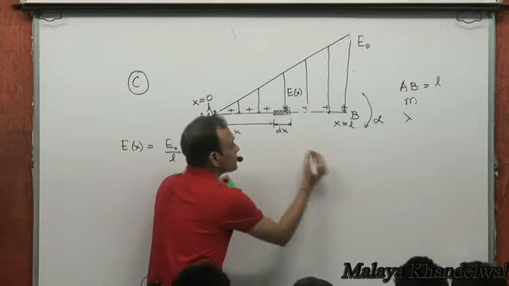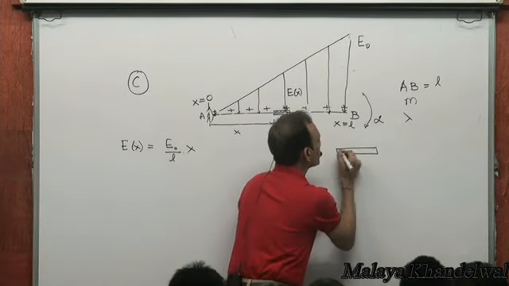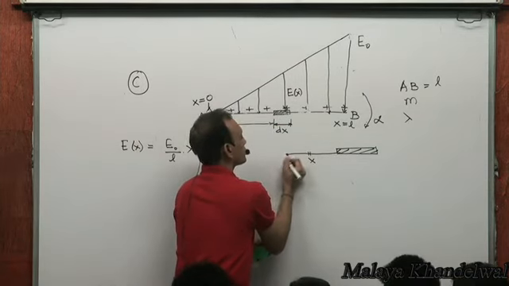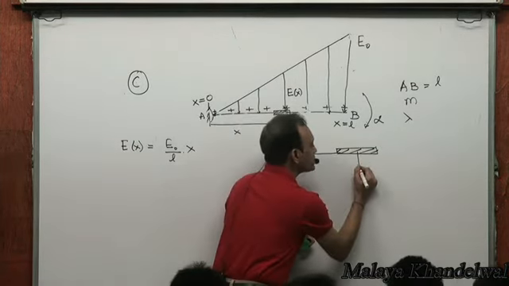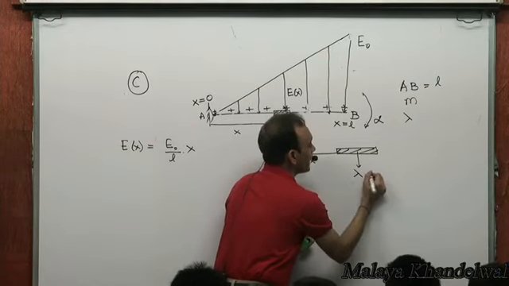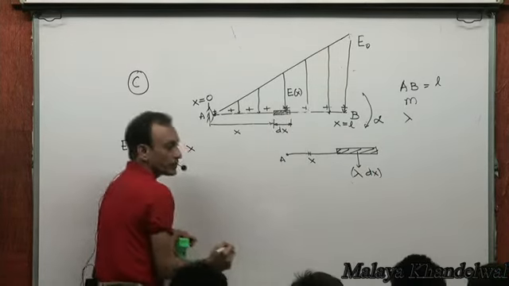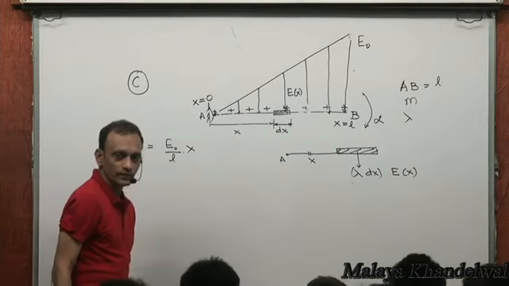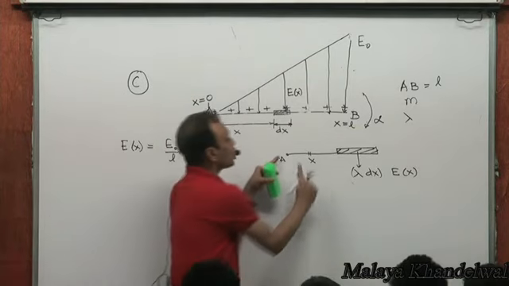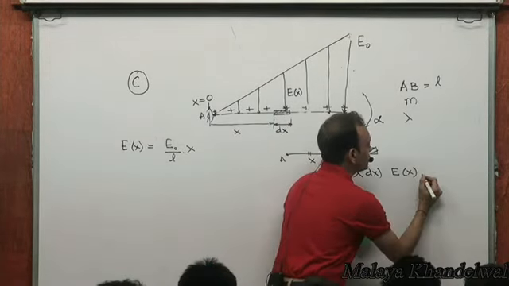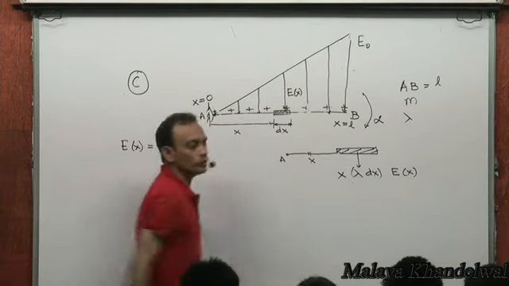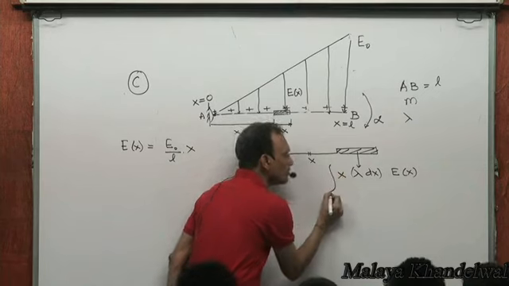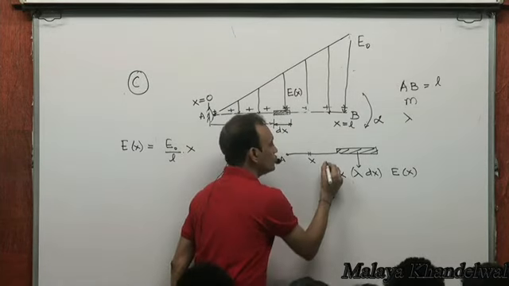So the force experienced by this chosen element at x is going to be lambda into dx, which is the charge on this, into E at x. That is the force that this chosen element experiences, right? The torque that it experiences about A would be this into x. The total torque about A would be the sum of all of this, where x runs from 0 to L.